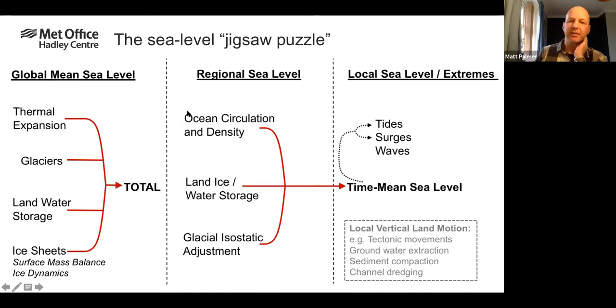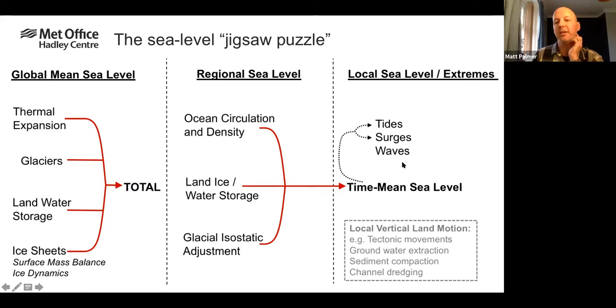As we move to regional scales, we have to consider processes such as ocean circulation and density changes. Changes in land ice and water storage have an effect on Earth's gravity field, Earth's rotation and solid Earth deformation. So these need to be accounted for as we move to regional scales. Another important driver at regional and local scales is glacial isostatic adjustment, sometimes referred to as post-glacial rebound. This is essentially the slow response of Earth's mantle and the solid Earth to the last deglaciation.